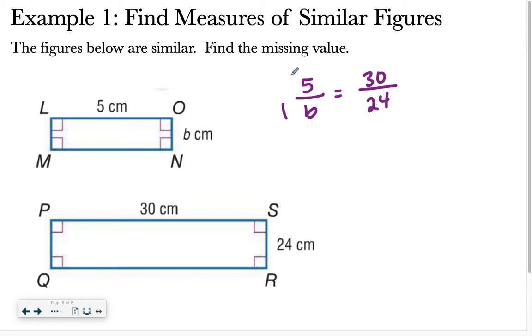So you can put your same shapes on top of each other, in the same position, and the corresponding parts are side by side, okay? So then you just solve it like what we practiced yesterday. You can cross multiply and divide. So I'm going to say 5 times 24 is 120 equals 30 times B. So then I just divide by 30. 120 divided by 30 is 4. So I know that B equals 4 centimeters. And then I am done with this problem.